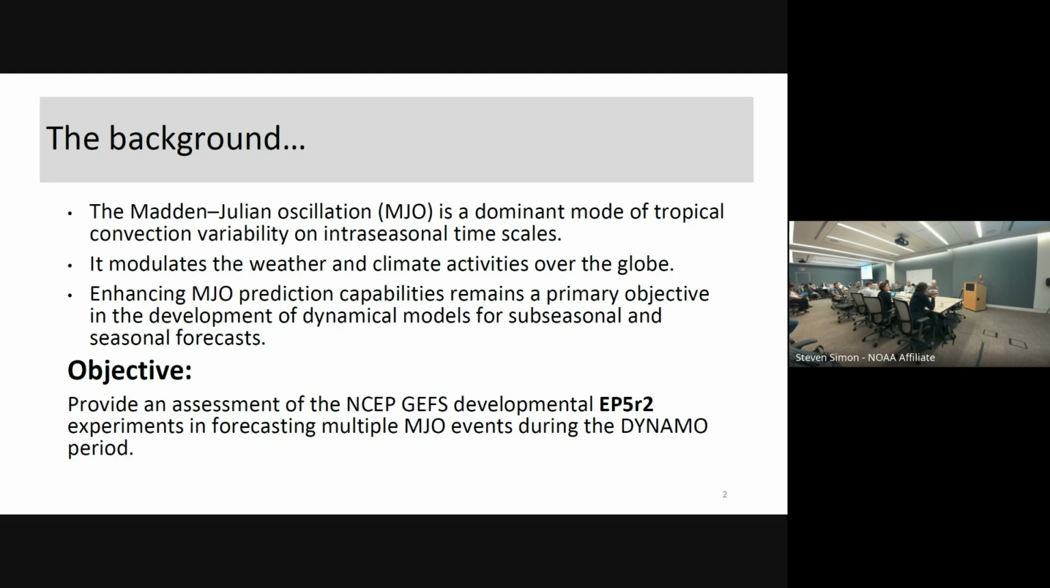The objective of this analysis is to provide an assessment of the NCEP GEFS EP5R2 experiments in forecasting multiple MJO events during the DYNAMO period, and compare its performance with the current version NCEP models and ECMWF's.